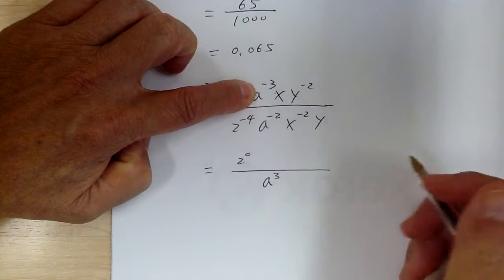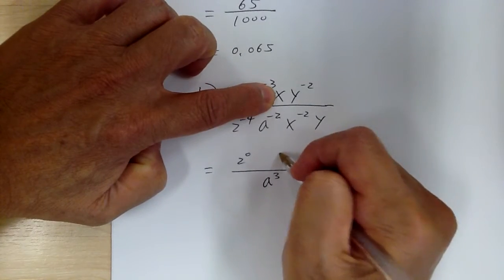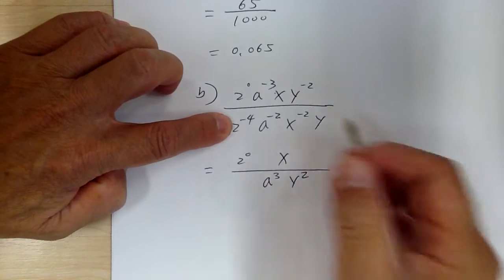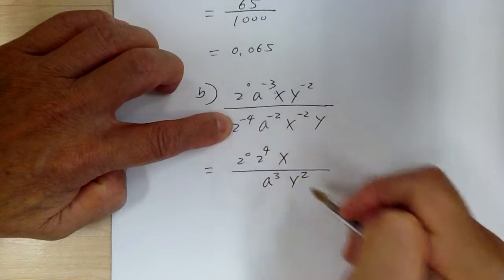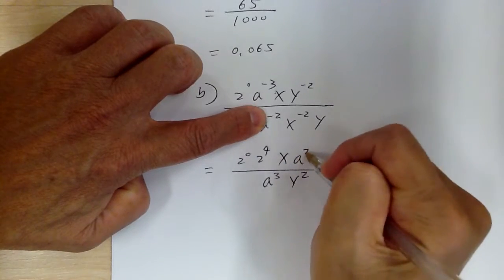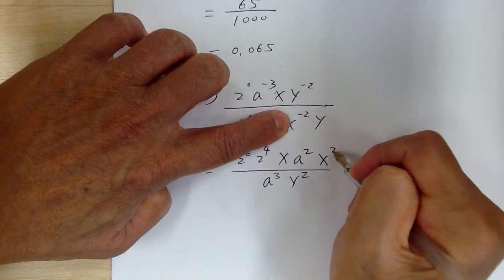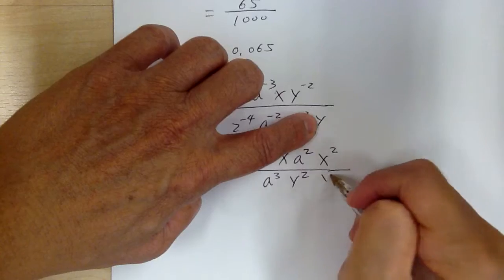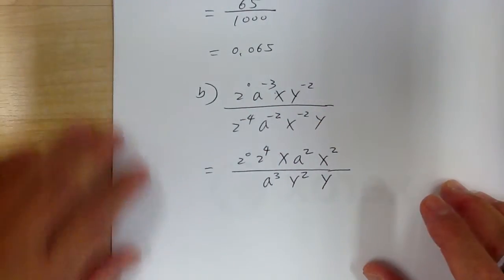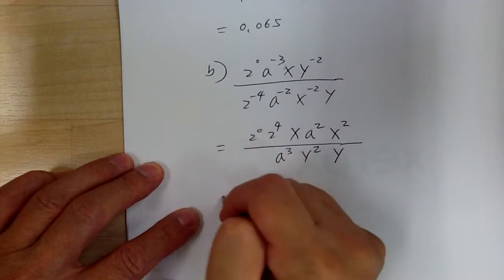You just go down item by item. This one stays on the top. This one gets flipped over to the bottom. This one gets flipped over to the top. Again, negative means flip over. This one gets flipped over to the top. This one gets flipped over to the top. This one stays on the bottom. Again, positive stays. Negative gets flipped over to the other side. Then after that, you can start to simplify.